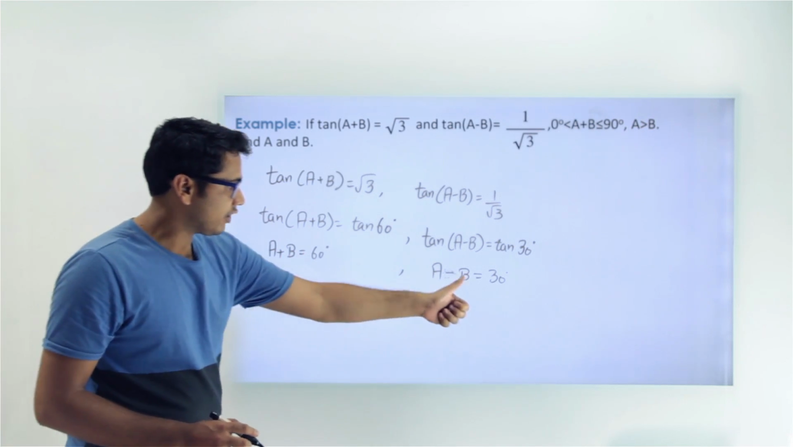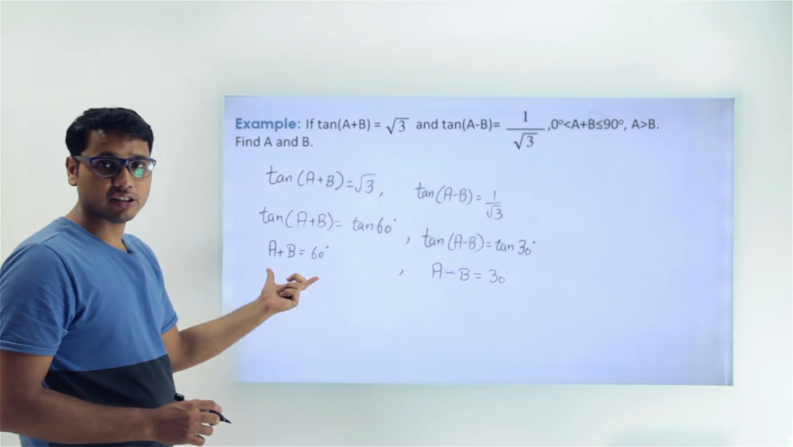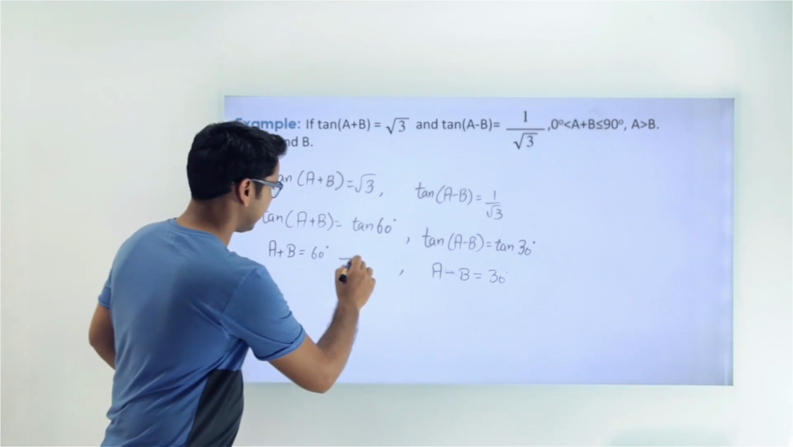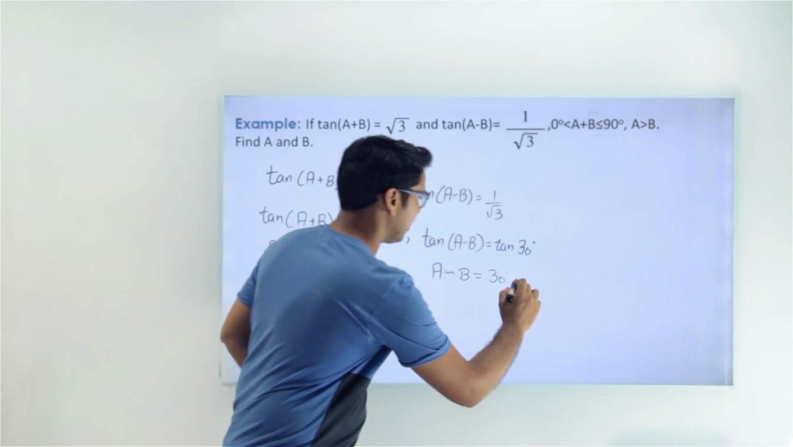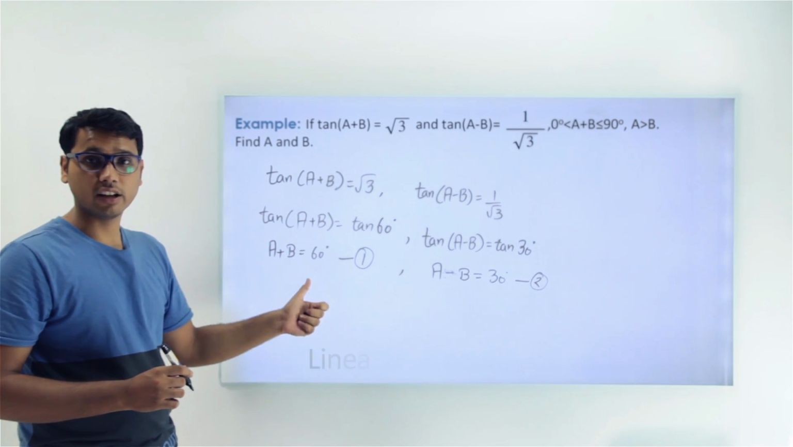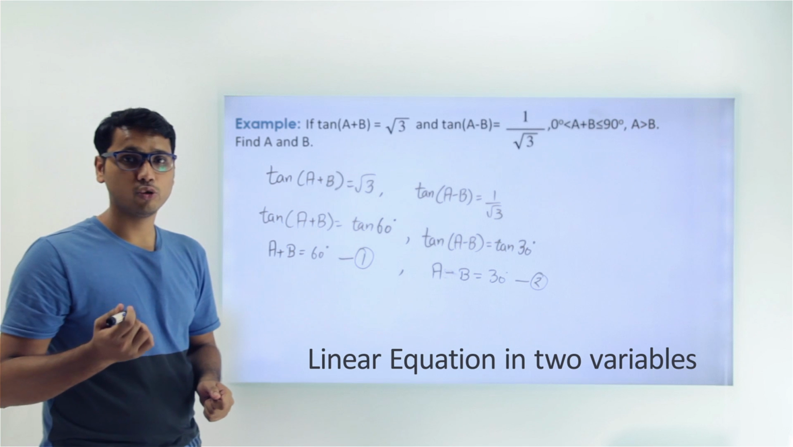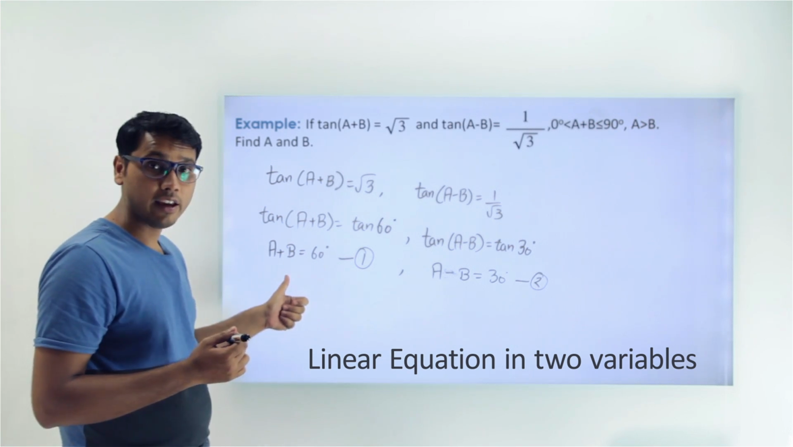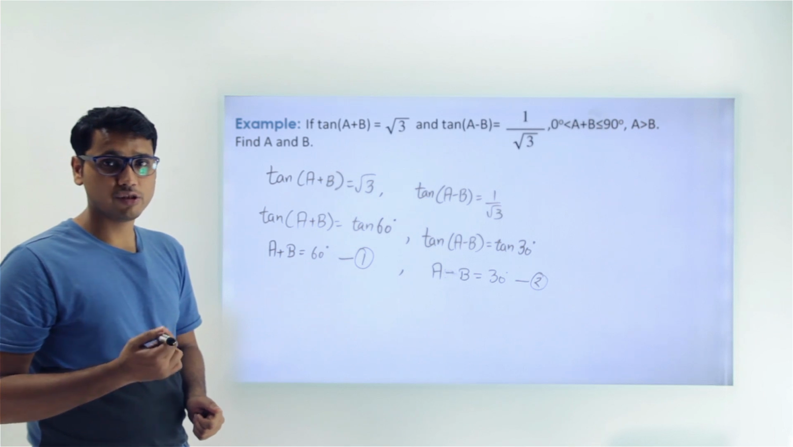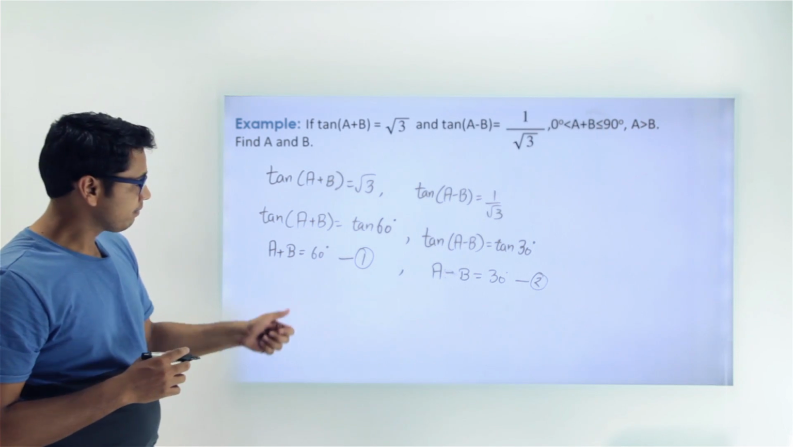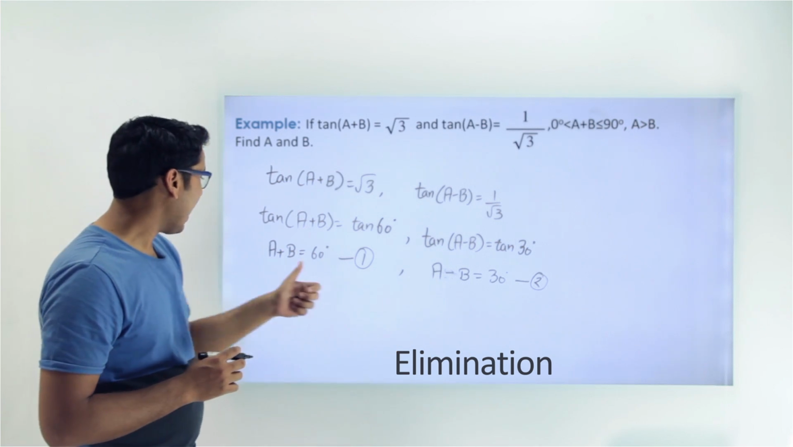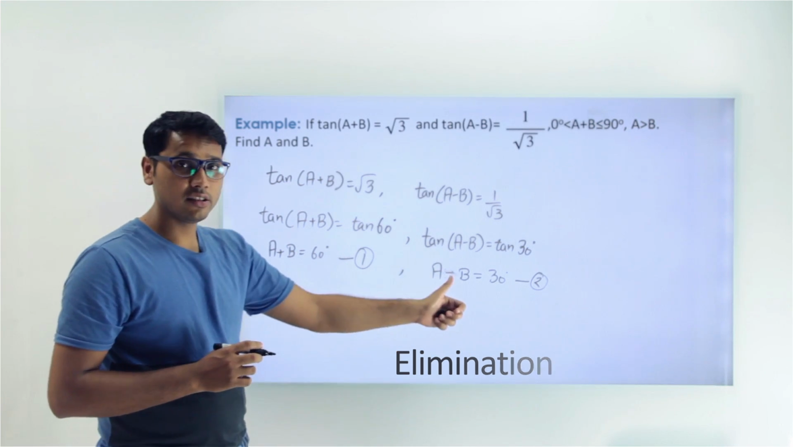Now we are given two linear equations in two variables and we have to solve them. So let's consider this to be equation 1 and this to be equation 2, and now the question converts into linear equations in two variables and we have to find the value of a and b. So what all things can we do? We can do substitution, we can do elimination. So let's follow elimination here and let's add 1 and 2.